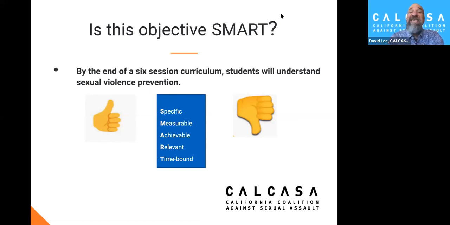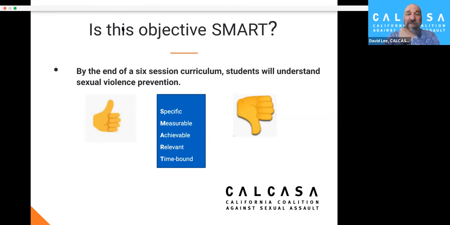By the end of a 6-session curriculum, students will understand sexual violence prevention. Some of us don't have the thumbs down option, so you can just use yes or no in the chat. Thank you, Liz, for pointing that out. So by the end of 6 sessions, students will understand sexual violence prevention. Is that SMART? I want you to think about how you measure understanding sexual violence prevention.